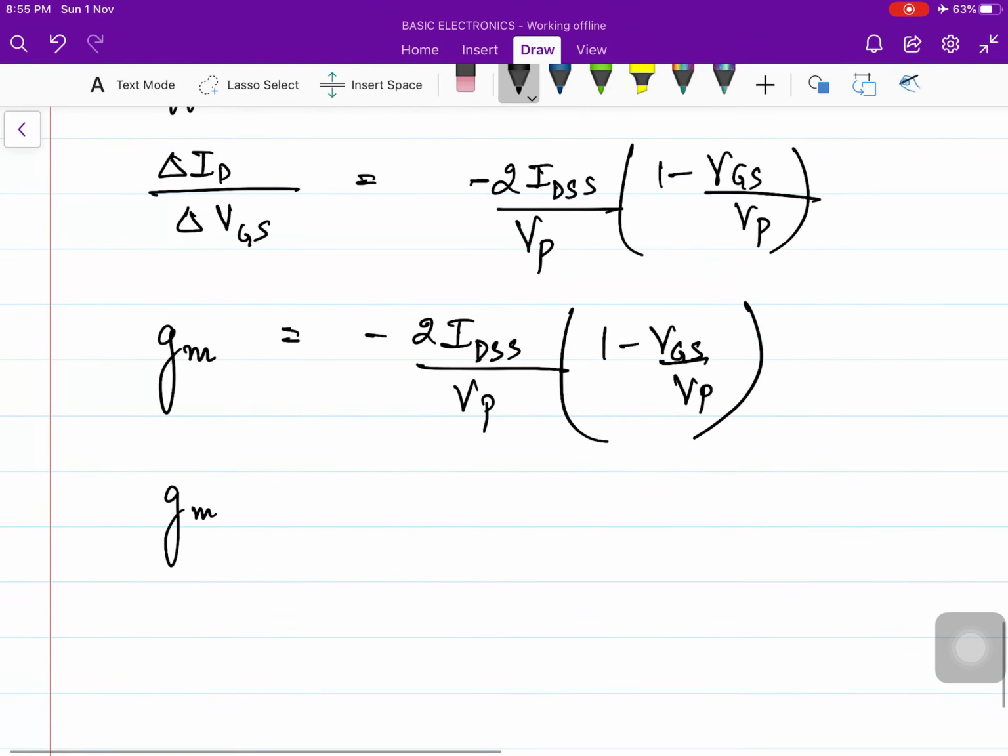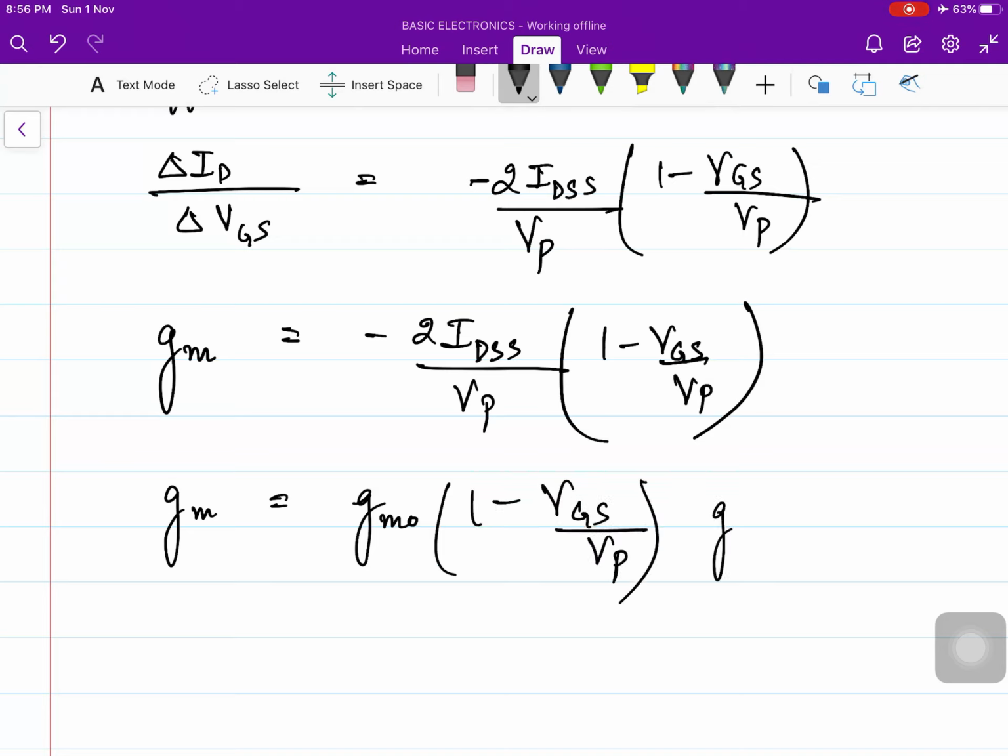Now when you put VGS equal to 0, you will be left only with minus 2 IDSS upon VP. So it is represented by gm0, that means the value of transconductance at VGS equal to 0. So gm equals gm0 times (1 minus VGS upon VP), where gm0 is minus 2 IDSS upon VP. So this is also the formula of transconductance.